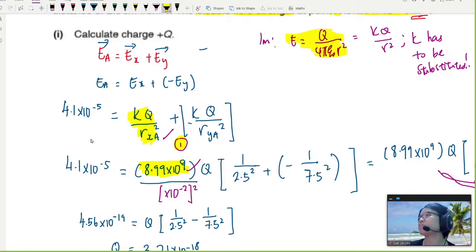CIE prefer this equation rather than the one with K. I like to use K because less things to write. You know, constant, easy, remember. 8.99 times 10 to the power 9. So very nice. Okay, next.